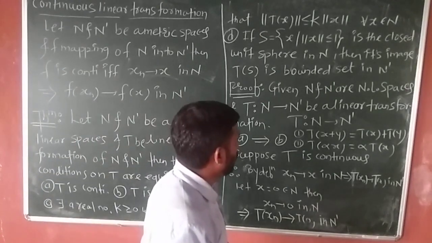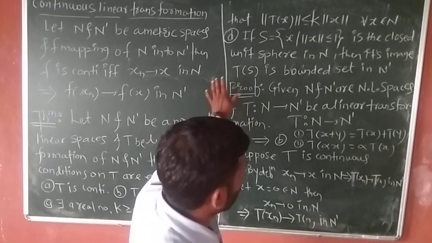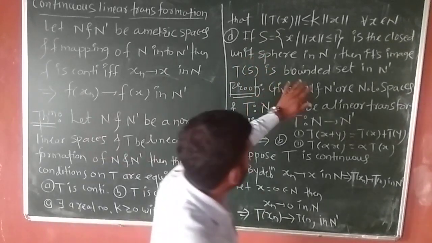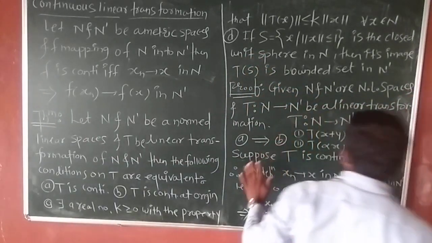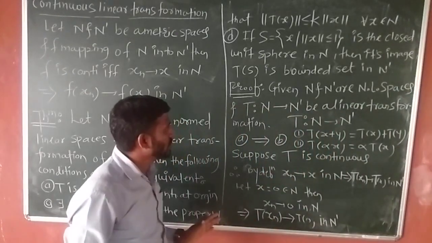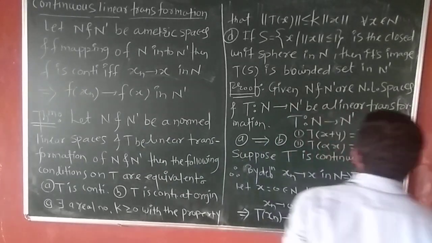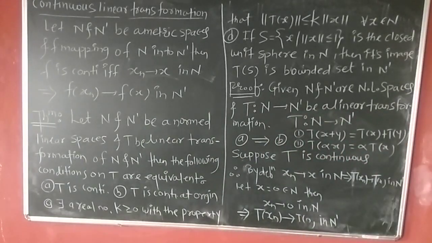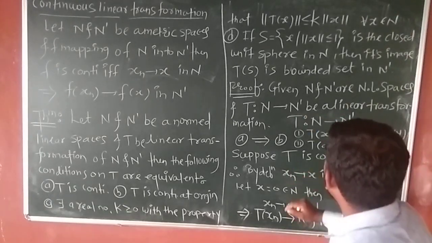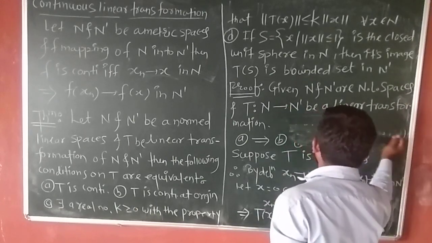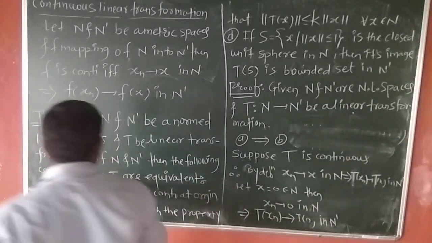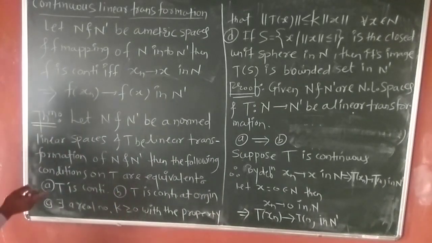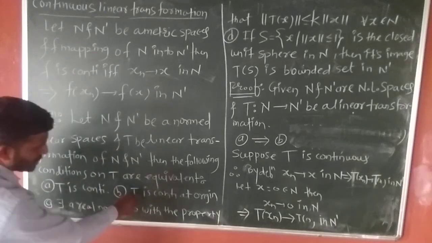So we start from the given data. Given N and N dash are normed linear spaces. We know the definition of normed linear spaces. So here we are given N and N dash are normed linear spaces, and T from N to N dash is a linear transformation. So we have to show A is equivalent to B. That means we take this statement first, then we have to show the other statement.